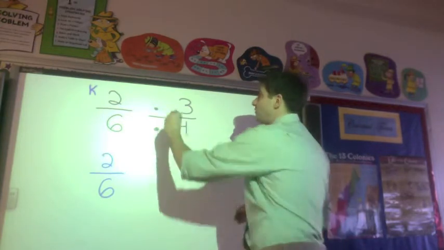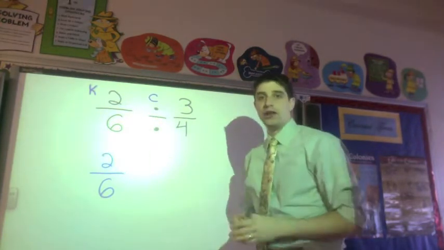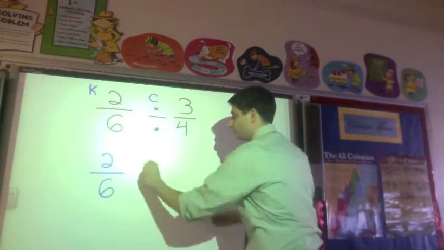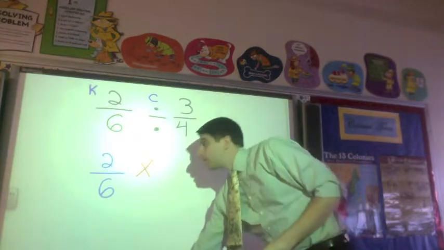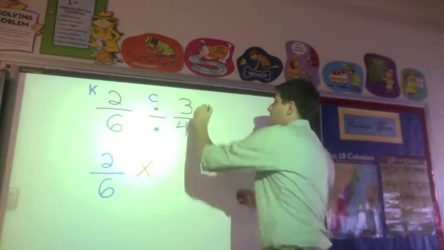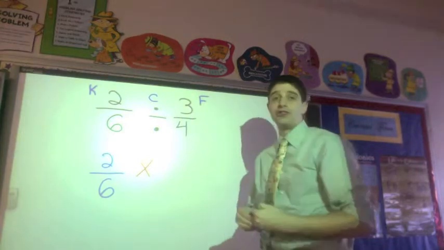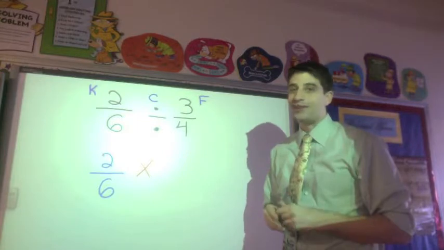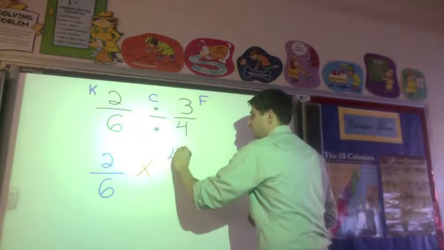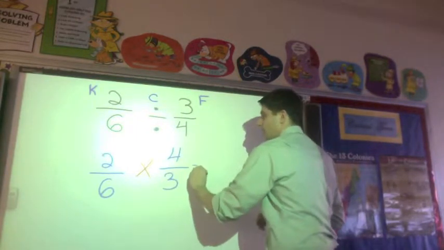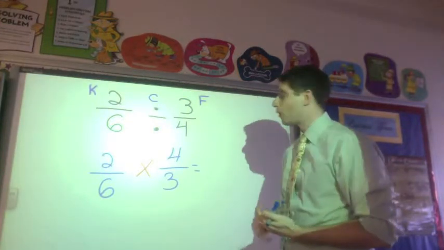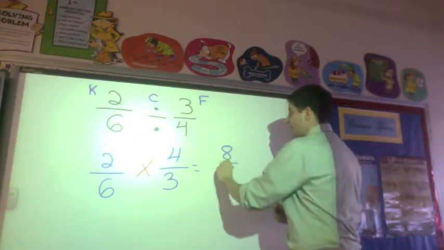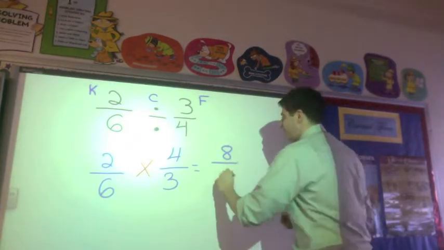I'm going to change my division sign to a multiplication sign. And I'm going to write f above 3/4. I'm going to flip it. So this is no longer 3/4, it's 4/3. And now I'm going to multiply straight across. 2 times 4 is 8. And then 6 times 3 is 18.